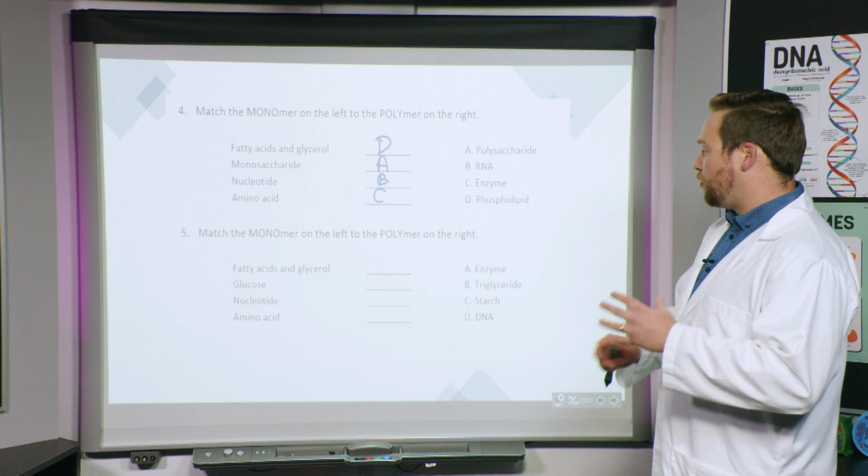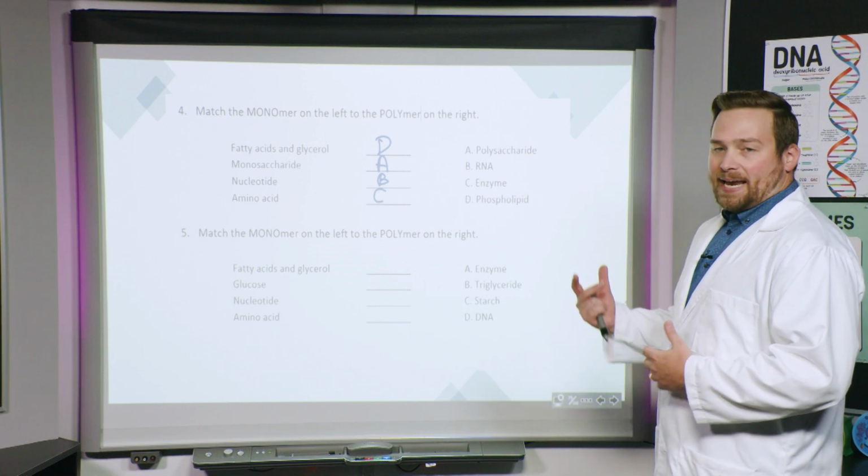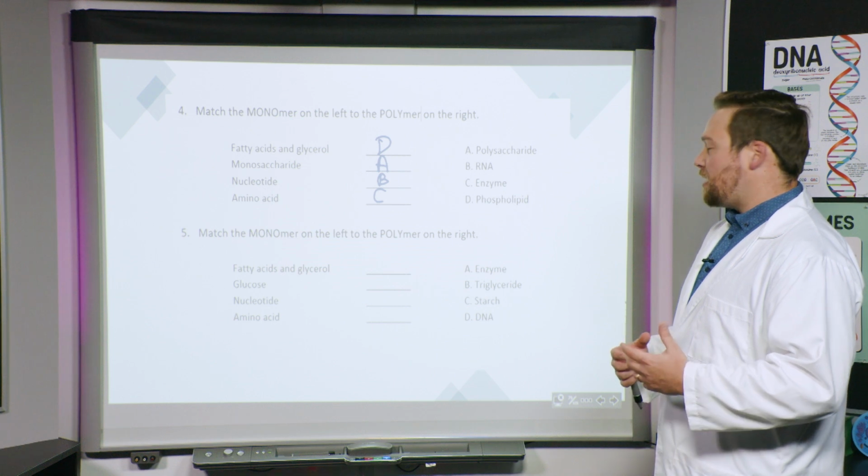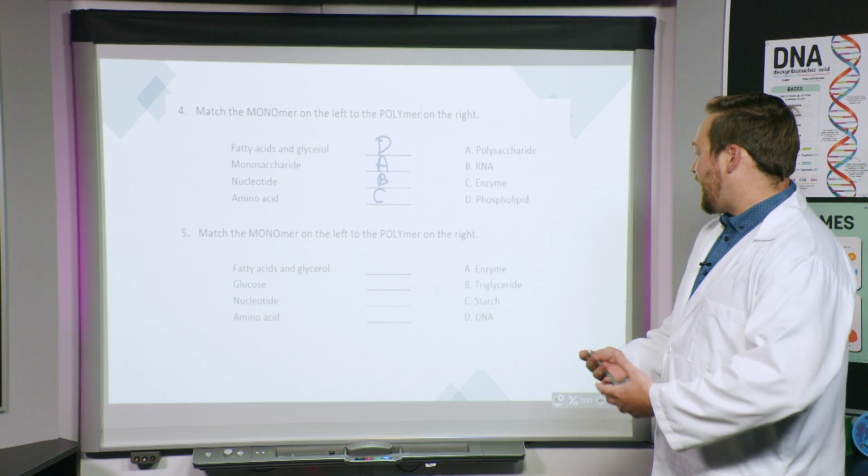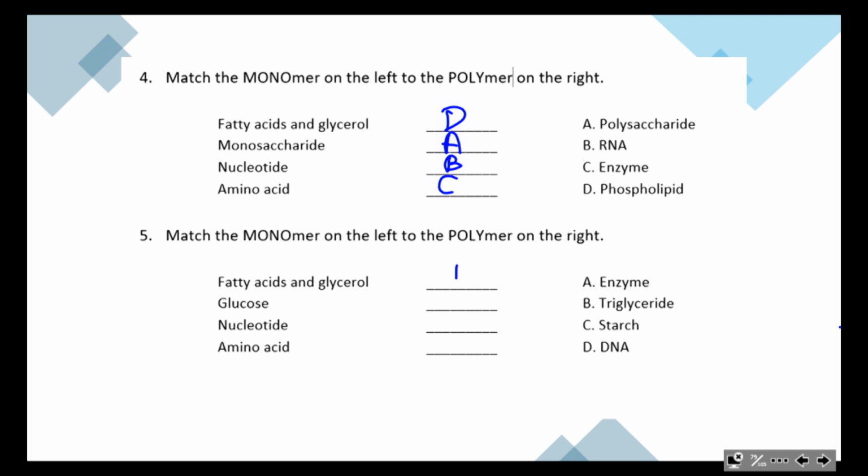Okay, number 5 says to match the monomer on the left to the polymer on the right. Okay, so a little bit different. So now we've got fatty acids and glycerol. Well, they make up lipids, and a triglyceride is a type of lipid. So B is going to go there.